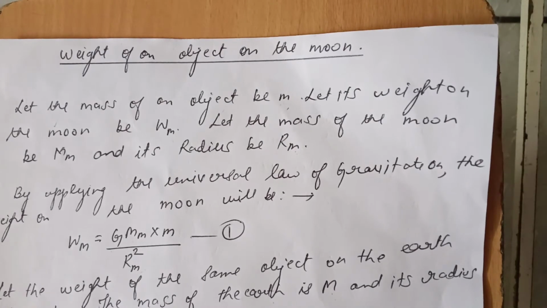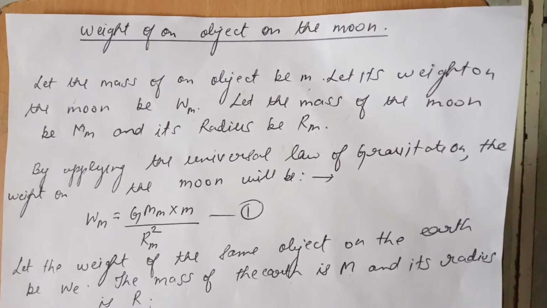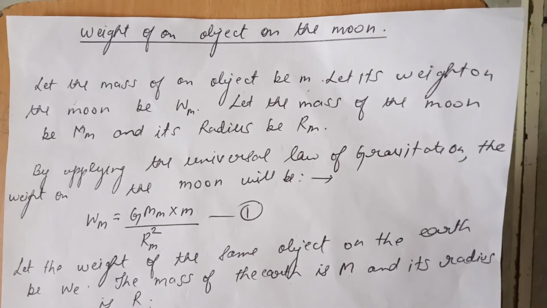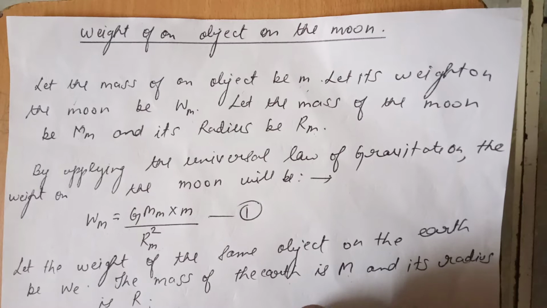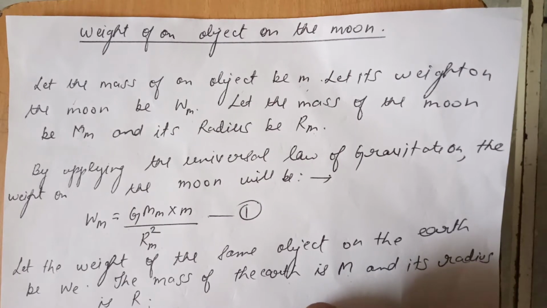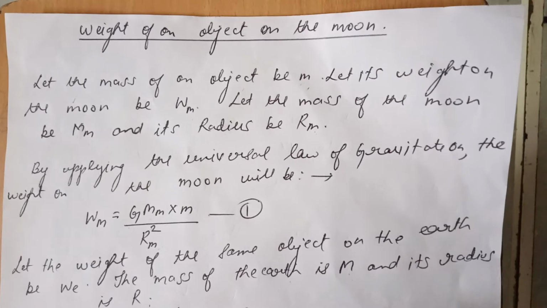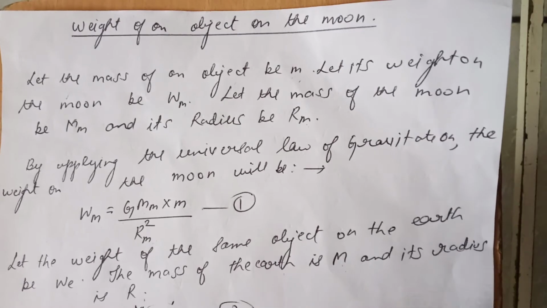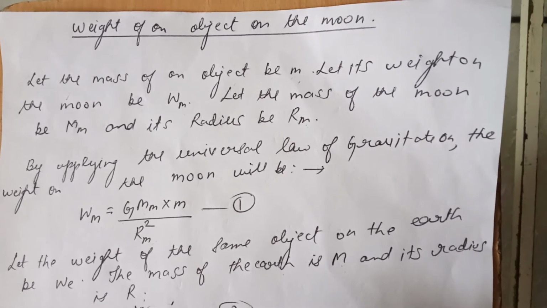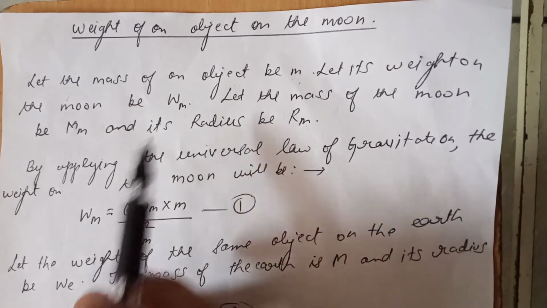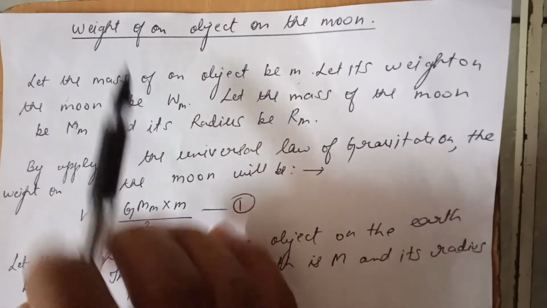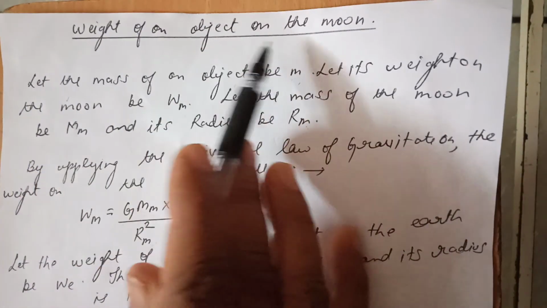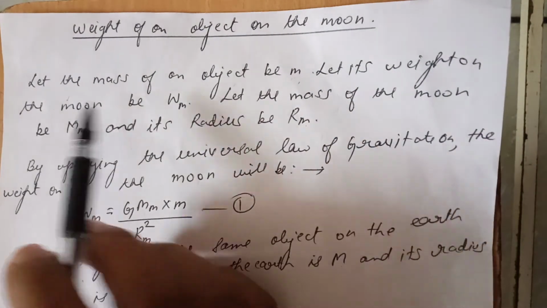Good morning, students. Today we are studying the topic of the weight of an object on the moon. Previously we have studied Newton's law of gravitation. According to Newton's law of gravitation, every object in this universe attracts another object with some force, which is directly proportional to the product of their masses and inversely proportional to the square of their distance. Today we are considering the topic, the weight of an object on the moon.